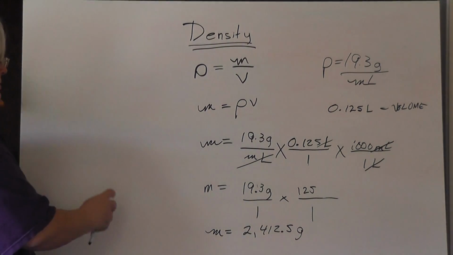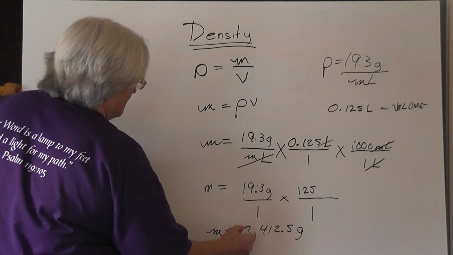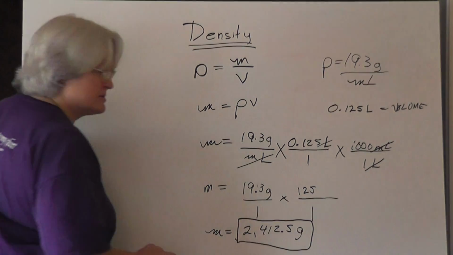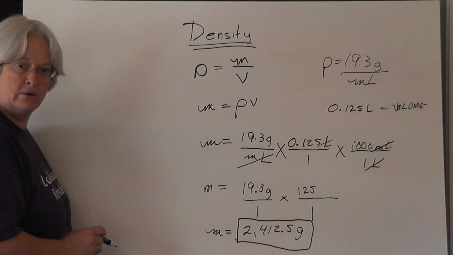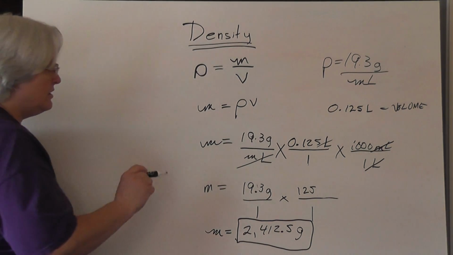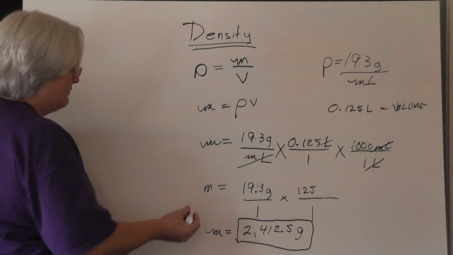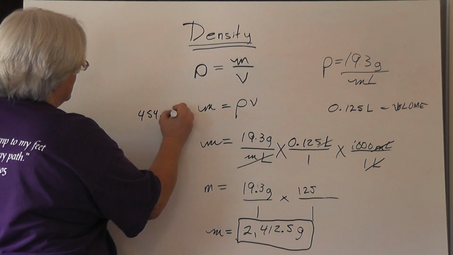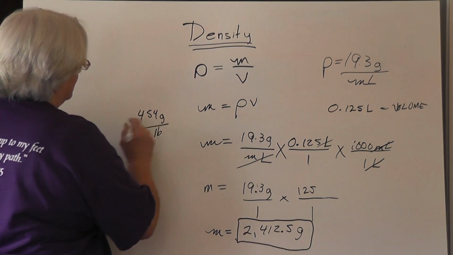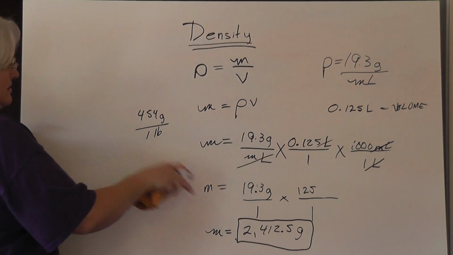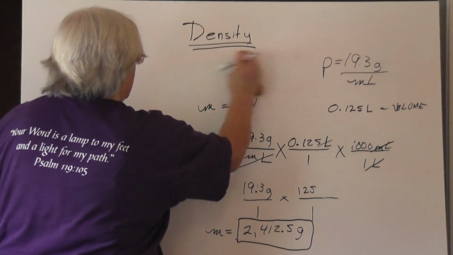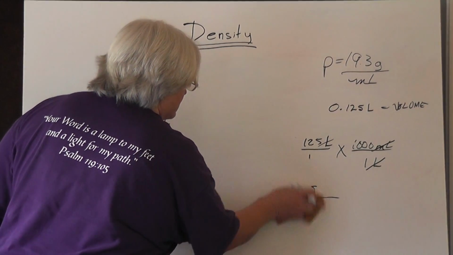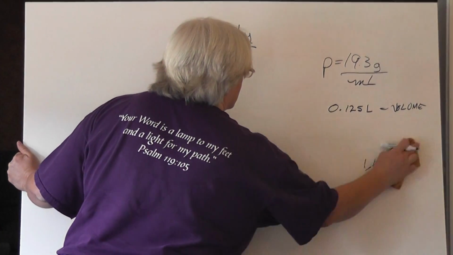Now, do you know enough yet about the metric system to know what is remarkable about the mass of that chunk of gold? It's big. It is honking huge. There are 454 grams in 1 pound. 454 grams per 1 pound. Okay, so somebody go ahead and divide that by 454 and tell me how much that is. Just go ahead and use the calculator.